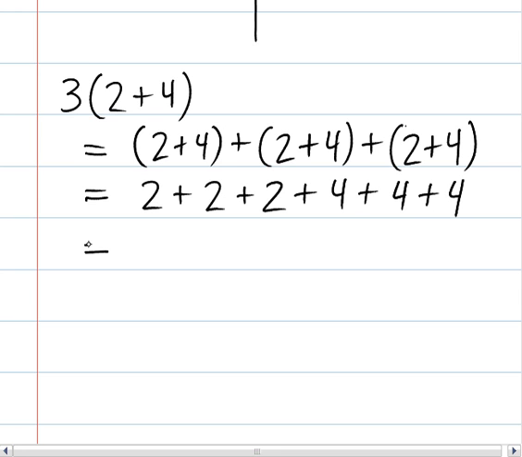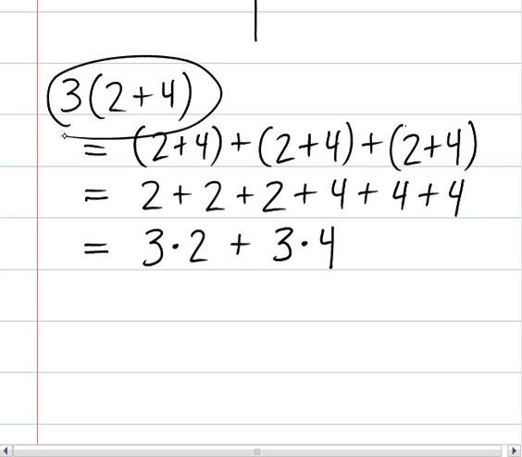Well, 2 plus 2 plus 2 is otherwise known as 3 times 2. And 4 plus 4 plus 4 is otherwise known as 3 times 4. So without actually doing any calculations whatsoever, we've just explained why 3 times 2 plus 4 really does come out to 3 times 2 plus 3 times 4. Okay, well, this explanation can generalize, meaning it works for other numbers as well. There's nothing special here about the 3, 2, and 4.